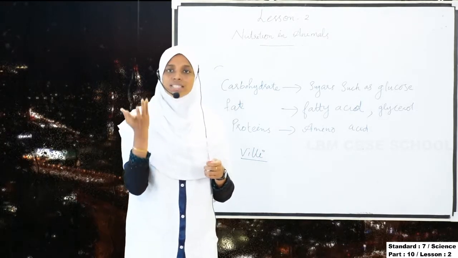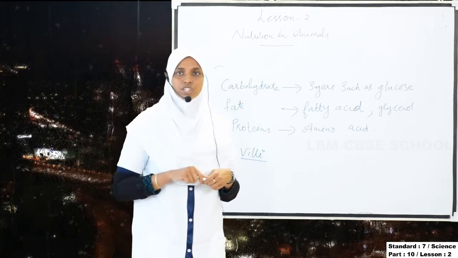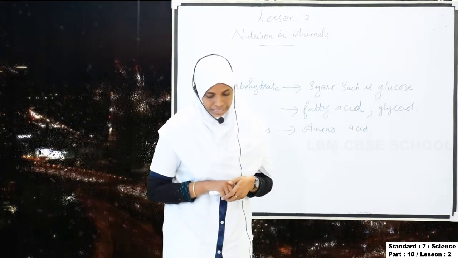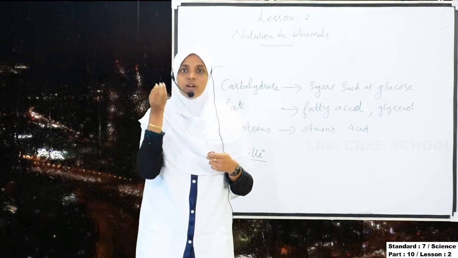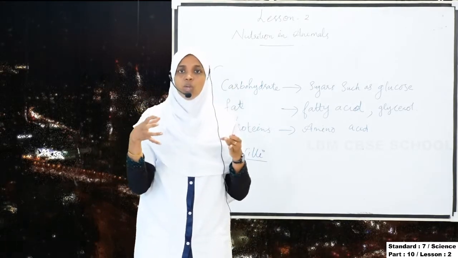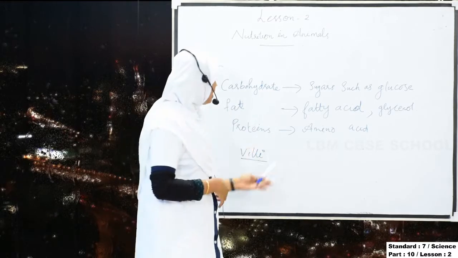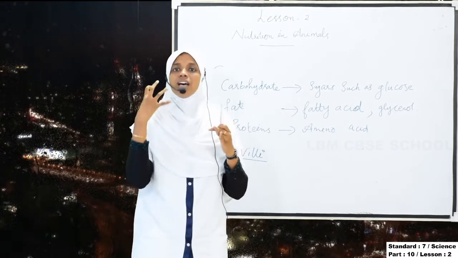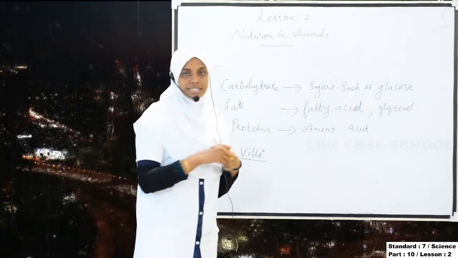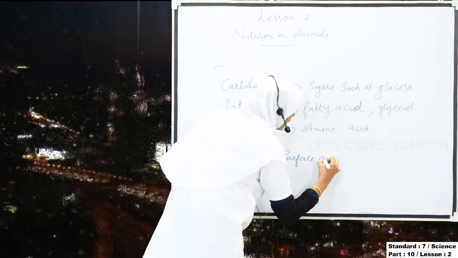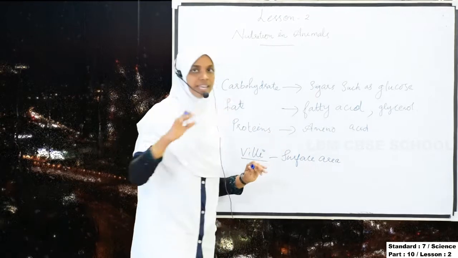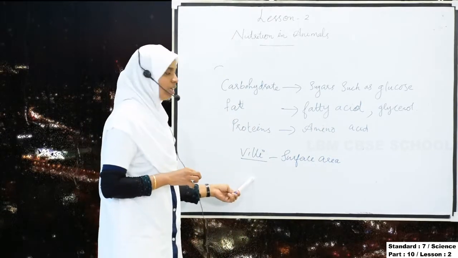And what is the function of this villi? The villi increases the surface area. The surface area for absorbing the food is increased. The villi helps to increase the surface area. It is the villi that increases the surface area for absorbing food.